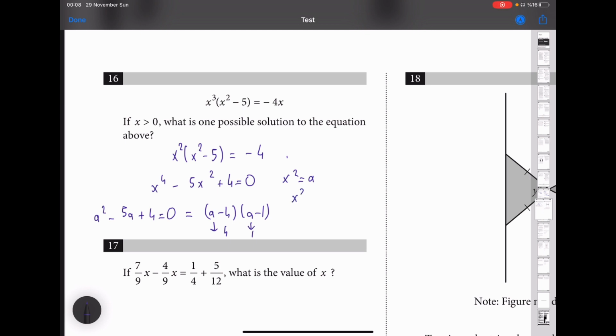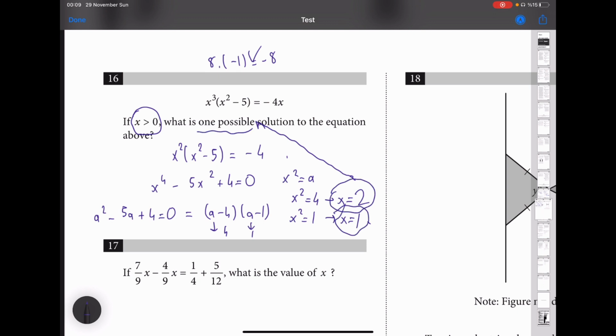So a is either 4 or 1. So x squared is 4 or x squared is 1. So be careful: I accept only positive solutions. So x might be 2 or x might be 1. Let's check it, so we can understand if we made any mistake. When x is 2, 8 times minus 1 equals minus 8. This satisfies the other one, probably true. So one possible solution, you can write either 2 or 1 as the solution.